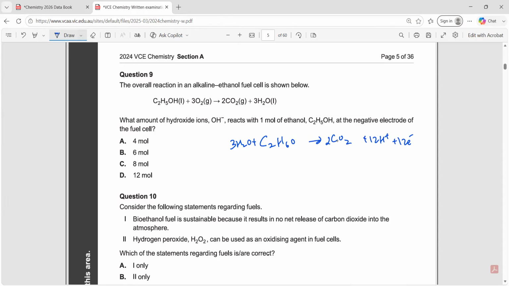Let me just check that's right. So that's 4, 3 H2O, 6, 12. And then in order to turn it into a basic electrolyte, however many H pluses there are, you add 12 hydroxide ions to each side. If I add 12 hydroxide ions, that will combine with the H pluses to form 12 waters, and then there'll be 12 hydroxide ions there, and there'll be 9 waters. So what amount of hydroxide ions reacts with 1 mole of ethanol? 1 mole of ethanol, 12 moles of hydroxide ions.